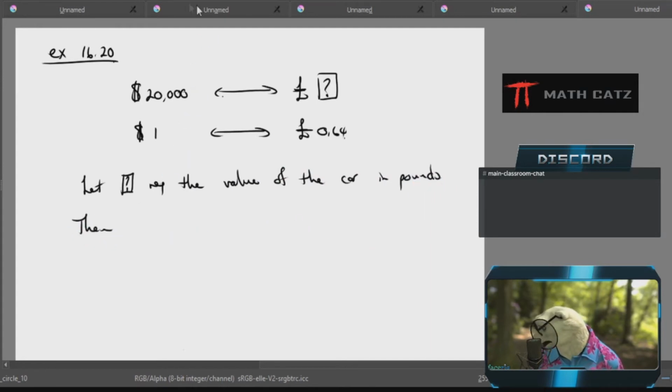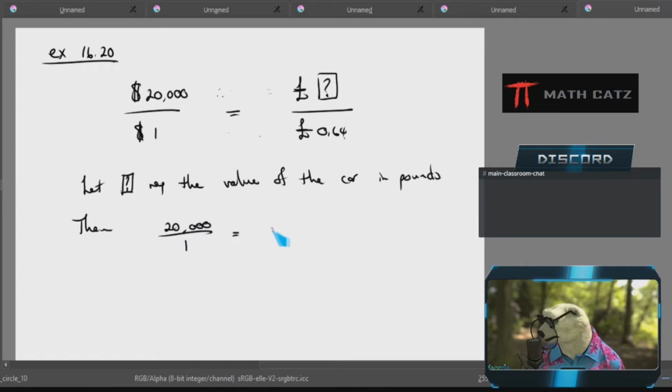Then everything is still totally fine. Get rid of these arrows so it's not too cluttered. Get out of here, arrow. Make it a fraction, equal sign in between. So 20,000 over 1 equals question mark in a box over 0.64.